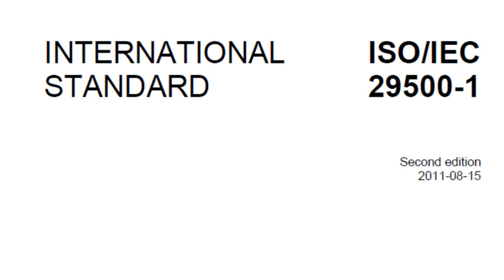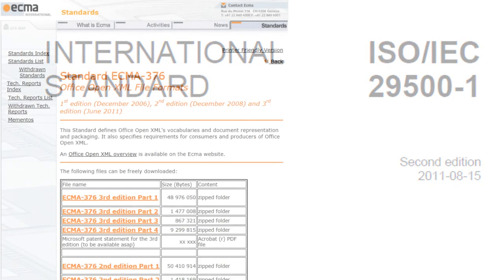It's important to remember that parts 1 through 4 of the OpenXML specification are really like an encyclopedia. They're not meant to be read from beginning to end. They're meant to be read as you need to research particular elements and attributes.